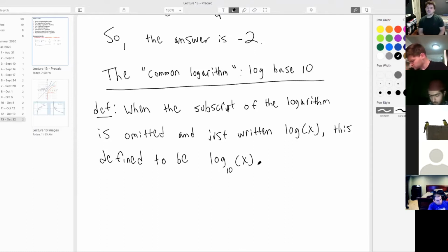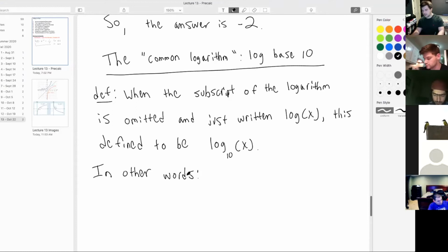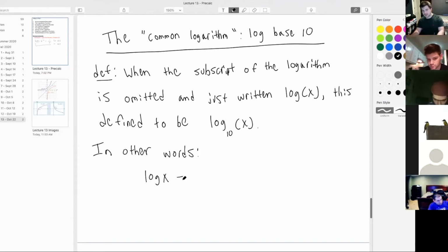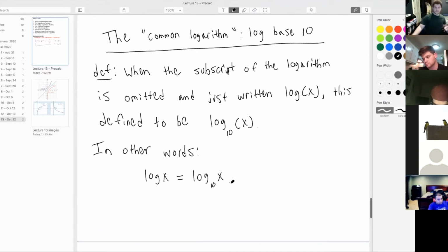All right, so it's just shorthand, a shortcut or an abbreviation for log base 10. When there's no subscript, it's understood to be base 10. In other words, log of x is just log base 10 of x. That's all. Good. That's all I have to say about that. When you have a logarithm without a subscript, think of it as log base 10, because it is. We have another one of these for a specific base.